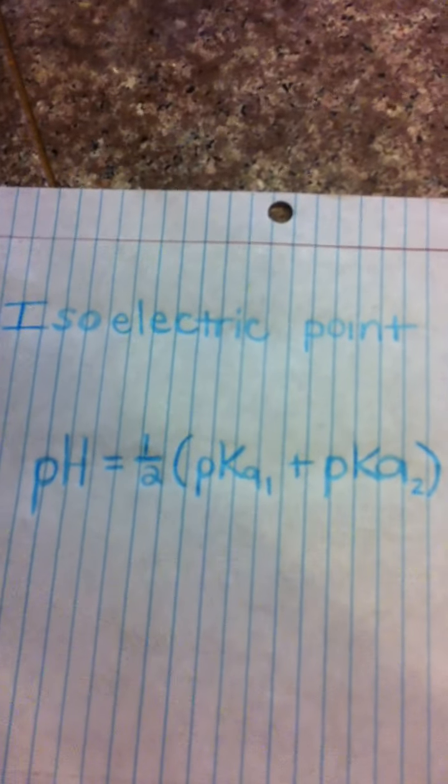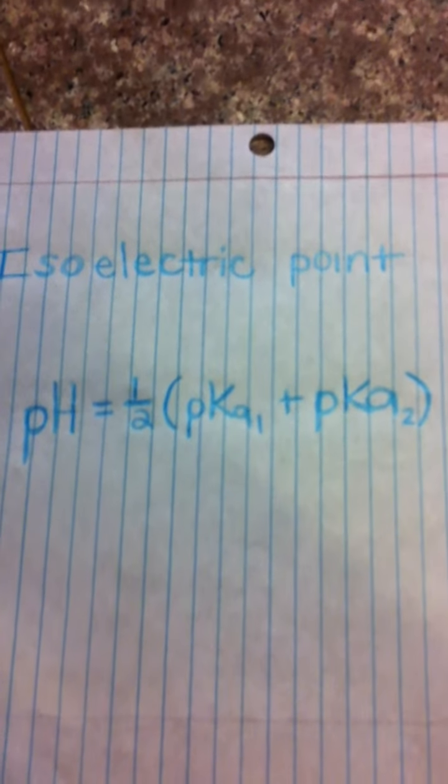The isoelectric point, or isoelectric pH, is a pH when the average charge of the polyprotic acid is 0. Most of the molecules are in the uncharged form, and the concentration of H2A plus and A negative are equal to each other. The equation for the isoelectric pH is: isoelectric pH is equal to 1/2 the sum of pKa1 and pKa2.